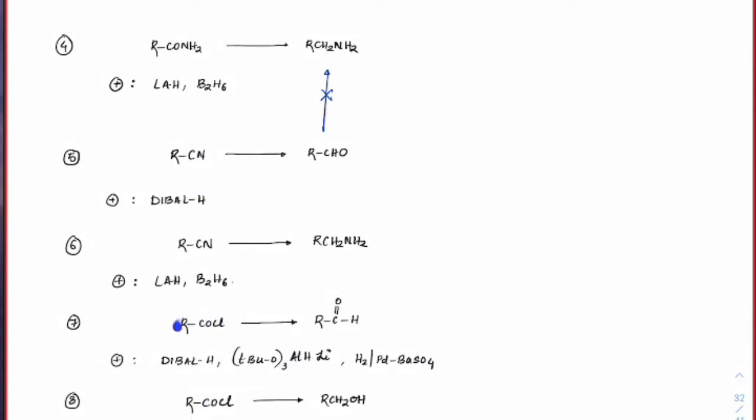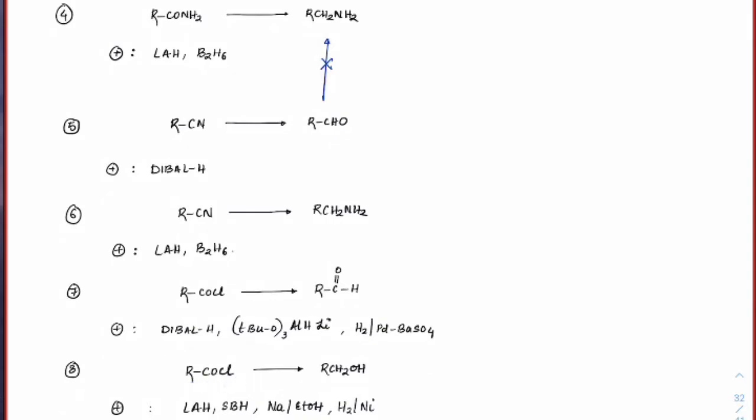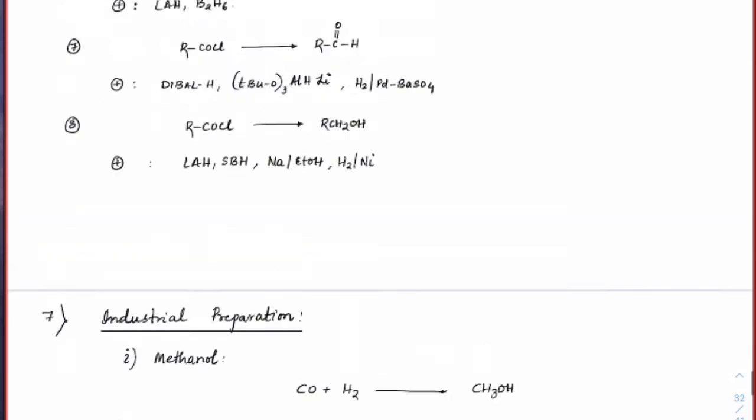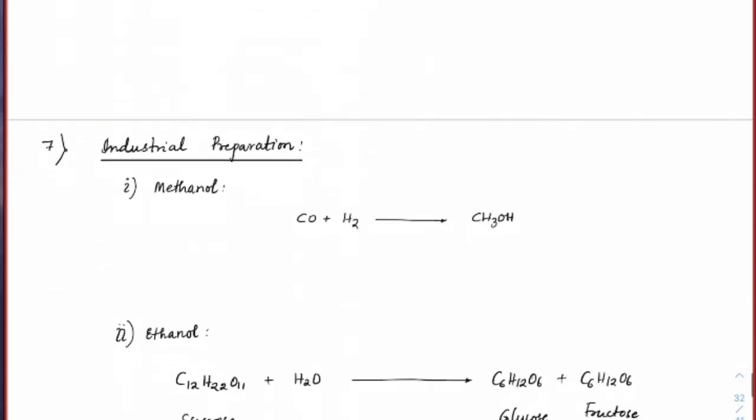Next, RCOCl, if you have to end up at aldehydes, these three are the best. This one we are going to learn in the aldehydes and ketones chapter, that is Rosenmund reduction, H2 with palladium on barium sulfate. RCOCl, if you want to convert directly to alcohol, then we can use all of this. So just go through that summary sheet once again.